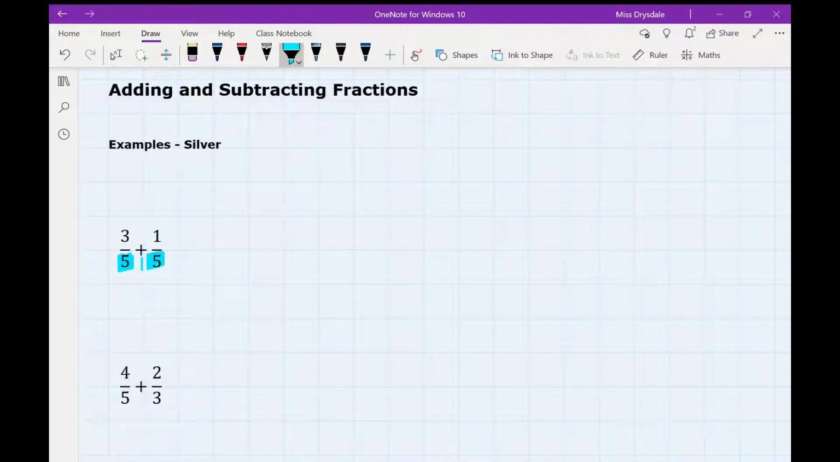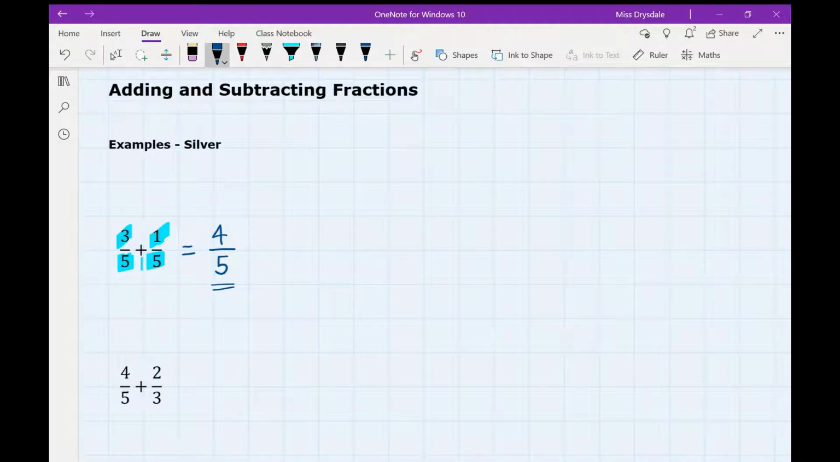So if we look at the first example, we have 5 as a denominator. We can go ahead and add them because the denominators are both the same. So when we are adding fractions, your denominator will stay the same in your answer, and then you're just going to add together your numerator. So 3 add 1 is 4. So your answer here is 4 over 5.